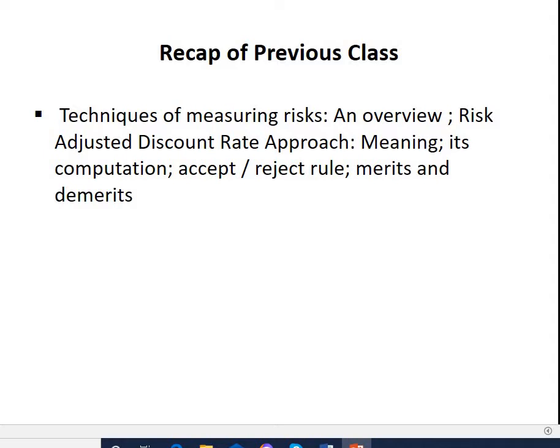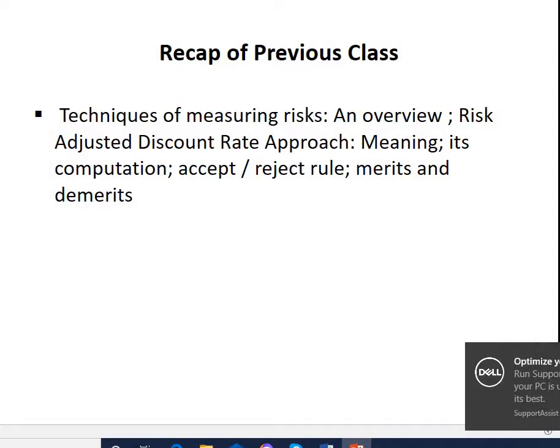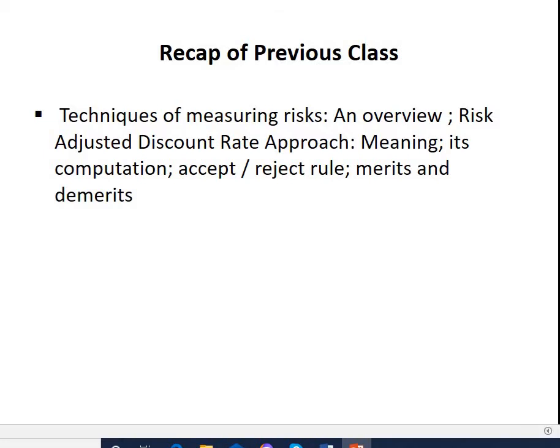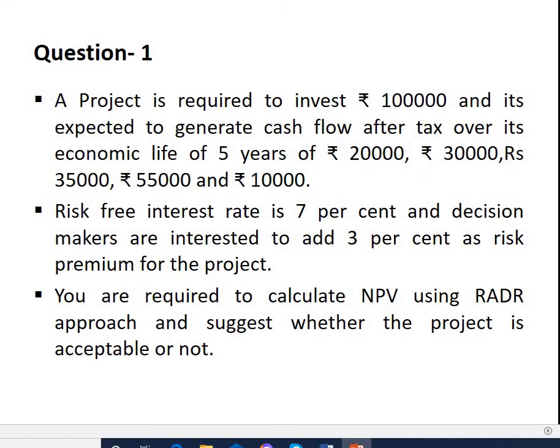In the risk-adjusted discount rate approach, we have dealt with its meaning, how to accept and reject the project, and also the merits and demerits of the RADR approach. The RADR approach is a method of estimating the risk of a project by adding the risk-free rate and risk premium. We discount the cash flows with the RADR, that is risk premium plus risk-free rate. So let's discuss some simple problems on the RADR approach.